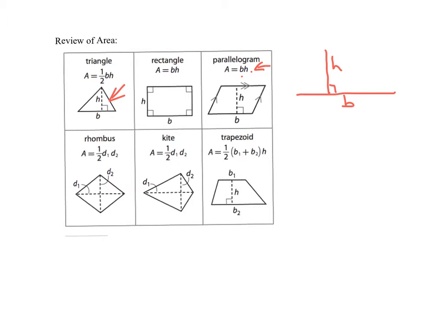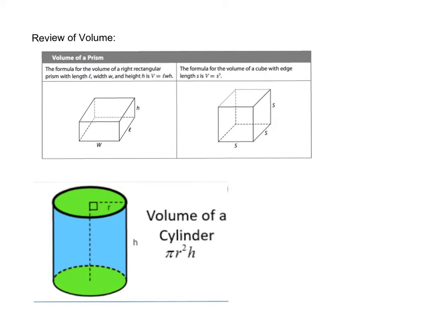Area of a circle: pi r squared, right? Not that I think that there's going to be anything that has you doing area in a circle, but just in case. In volume, you have the formula for a prism, length times width times height. A cube is the same, side times side times side.